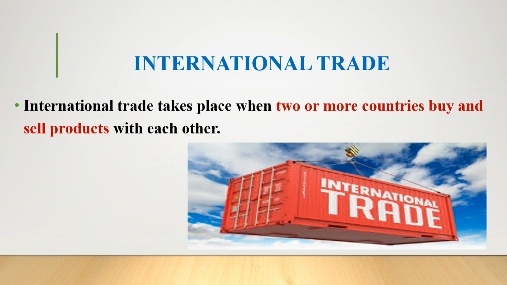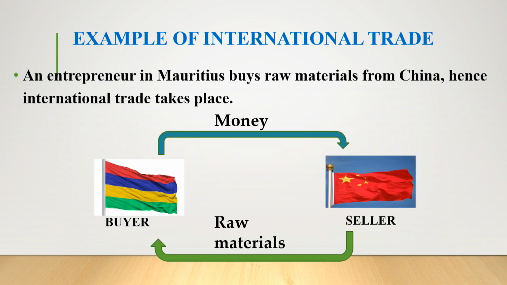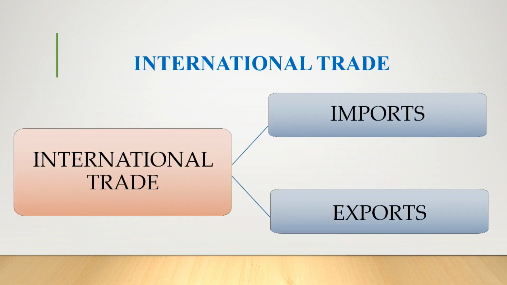Now let's look at the meaning of international trade. International trade takes place when two or more countries buy and sell products with each other. For example, an entrepreneur in Mauritius buys raw materials from China, hence international trade takes place. Therefore, in this situation, Mauritius is paying money to China in order to obtain the raw materials. International trade consists of imports and exports.